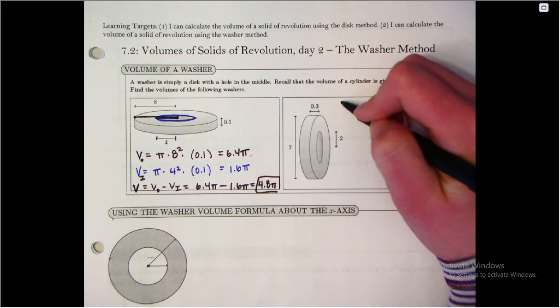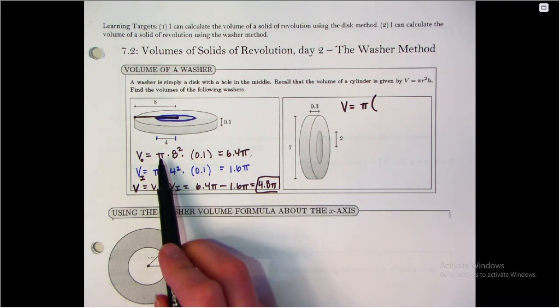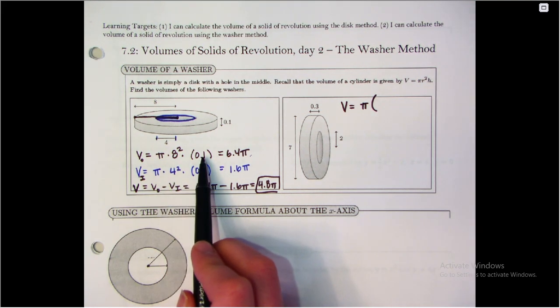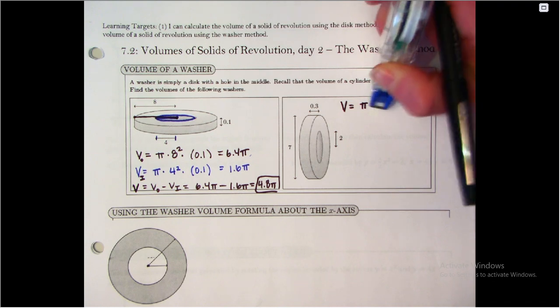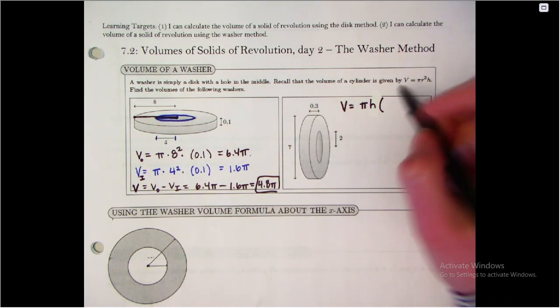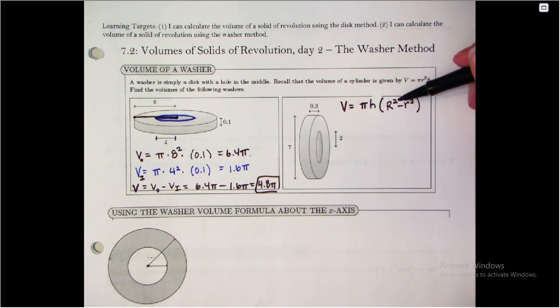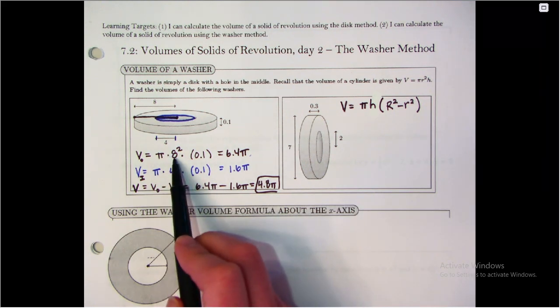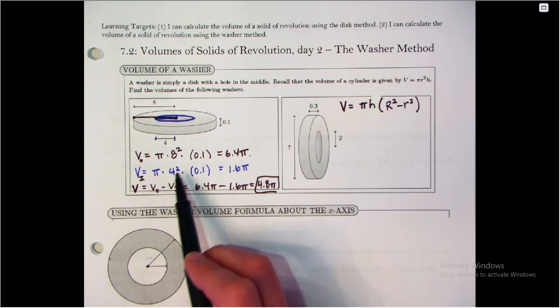Oftentimes you'll see a specific formula written just like this, because they both involve pi, r squared, and h. The pi h would be factored out. I would write pi times h, and then I would be left with capital R squared minus little r squared, where the capital R references your outside radius. That would essentially be the outer piece here. And the little r represents your inner radius. That's the radius for what you're going to subtract.